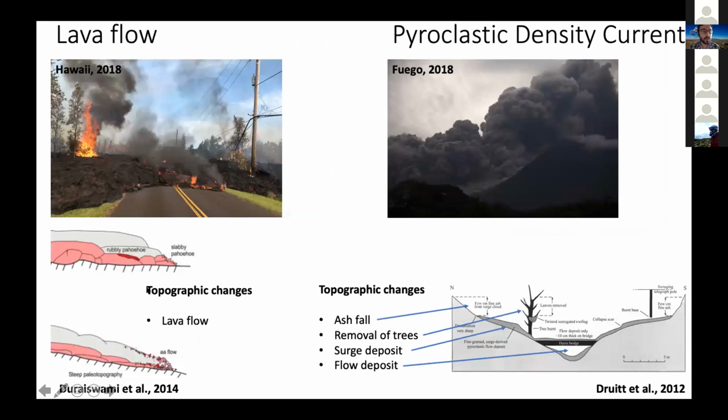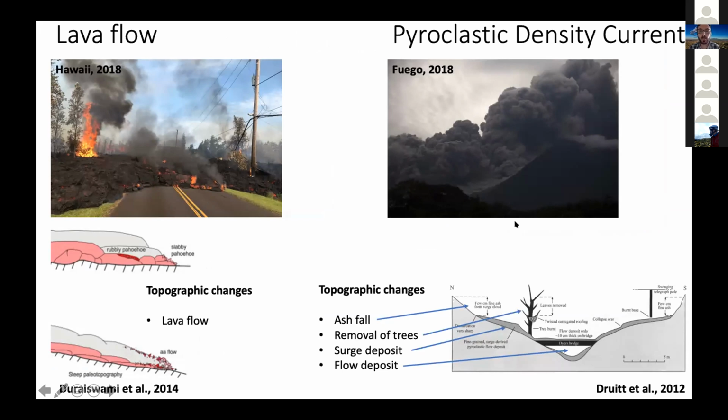You can see the main problem is the topographic changes that you have in these different contexts. Here in Hawaii, the topographic change you have is just the accumulation of lava flows. And it's kind of easy because you have the edge of the flow. It's very easy to discriminate the topographic changes.